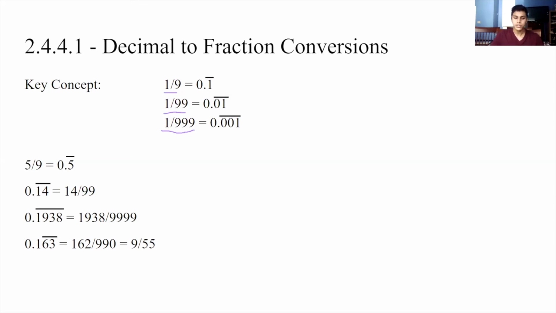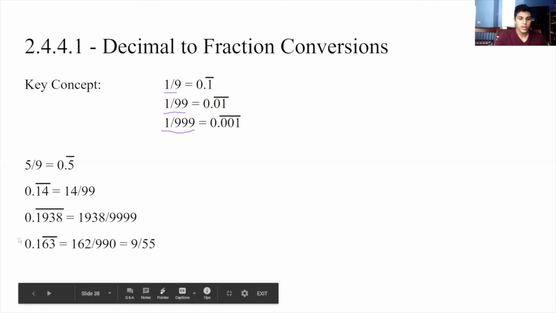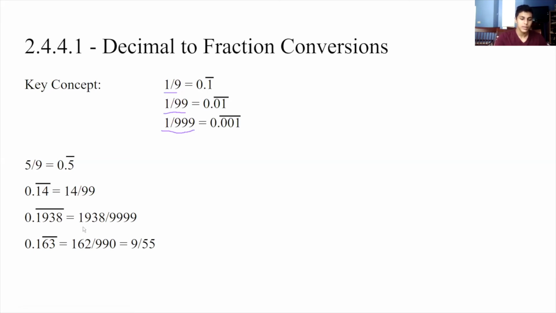And that's why this one's a little bit more complicated, because when you don't have the bar over all the numbers, you can't just divide by however many nines as decimals you have. You have to do something a little bit different, which is what I'm going to be teaching you now.